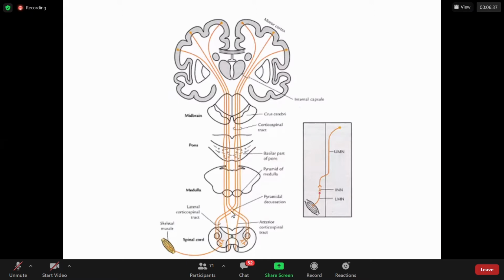Decussate means to the opposite side. To put it more fully, the tracts which decussate to the opposite side, or cross to the opposite side, at the pyramid of the medulla oblongata are called pyramidal tracts.